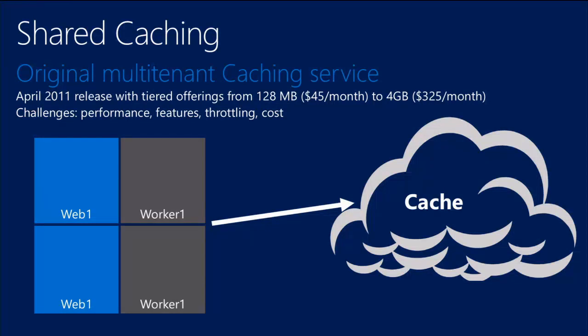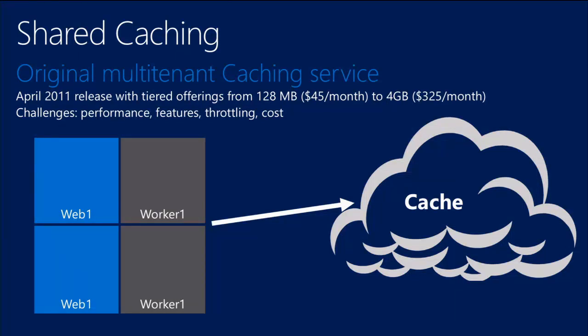But once it was out there for a little while, we started to get a little bit of feedback. The smallest cache, 128 megabytes, was $45 a month, and folks felt that maybe that was a little too expensive. The largest size cache that you could get was only 4 gigabytes, and that was $325 a month. And so other customers thought that was too expensive. And because it was a multi-tenant service, you had some throttling issues, bandwidth.